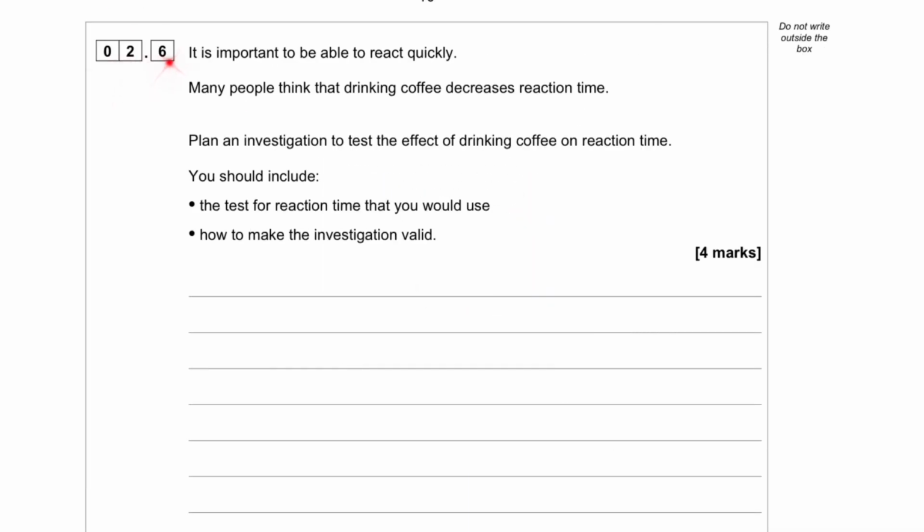Question 2.6. It is important to be able to react quickly. Many people think that drinking coffee decreases reaction time. Plan an investigation to test the effect of drinking coffee on reaction time. You should include the test for reaction time that you would use, how to make the investigation valid.